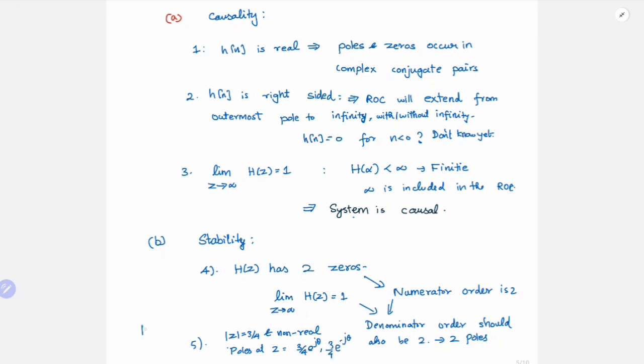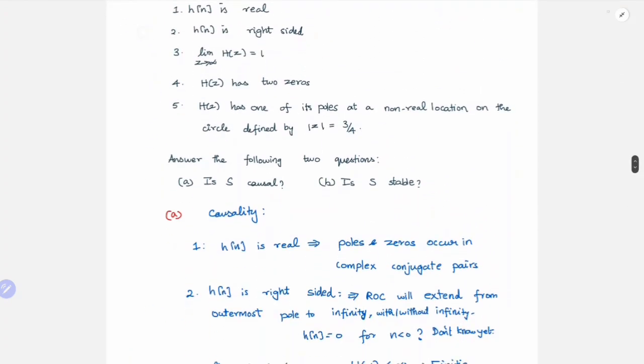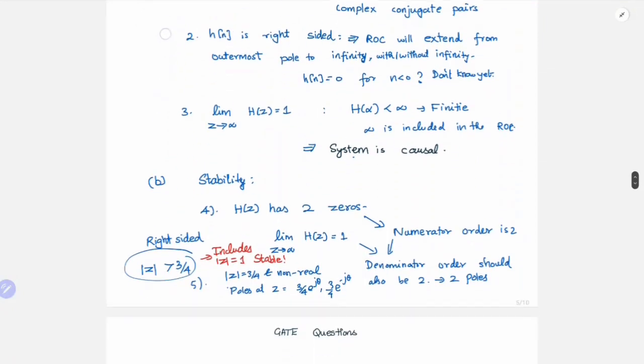So which means your mod z should be greater than 3 by 4 because it is right-sided. And hence it includes mod z equal to 1, correct? So it is stable. So this system is both causal and stable. So this is our question number 5.